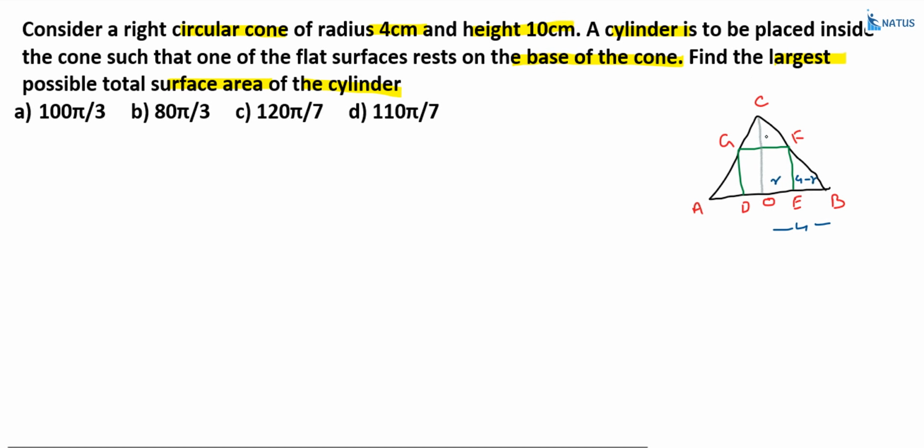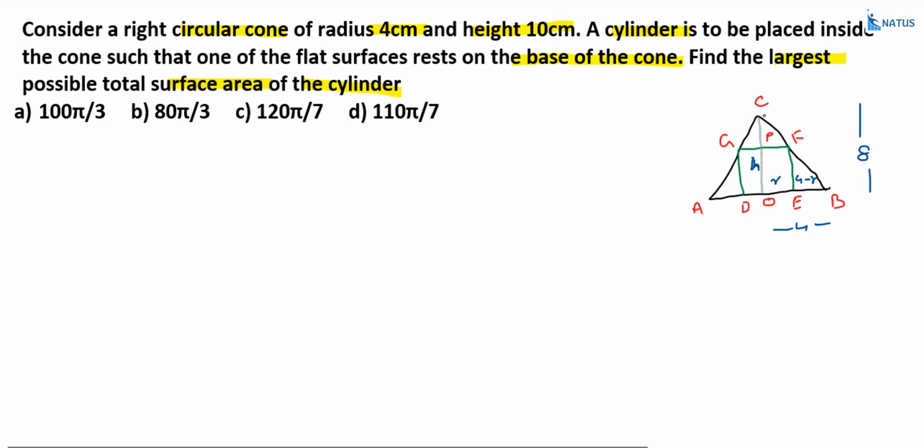And suppose this point is equal to P. Let us take the height of the cylinder as H. The height of the cylinder is equal to H. What is the total height? The total height is equal to 8. And what is PC? This is equal to 8 minus H.